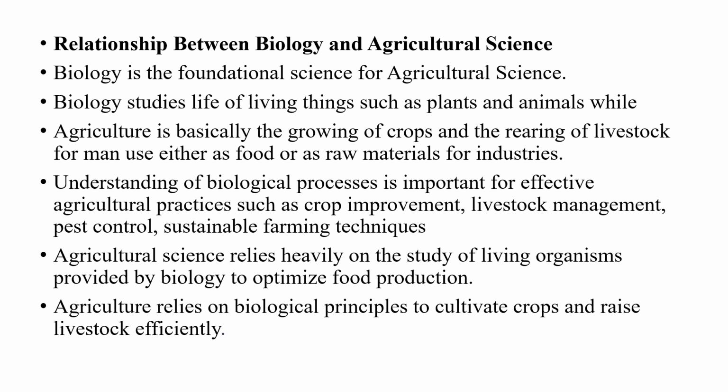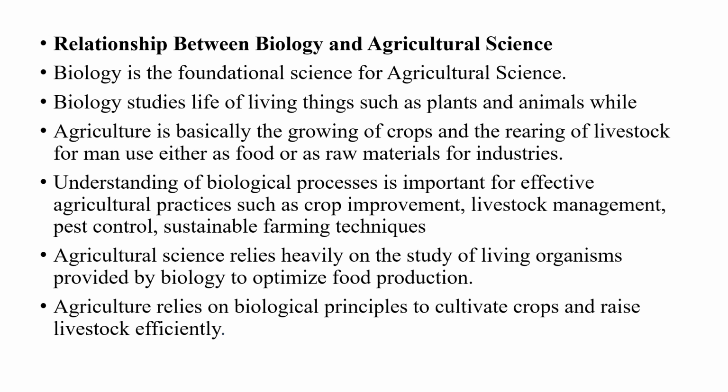So understanding biological processes is important for effective agricultural practices. That is, for effective crop improvements, an agriculturist needs to understand how such crop grows, needs to understand the physiology of that particular crop. That's to understand the structures of that particular crop. The same thing with livestock management, pest control. When it comes to pests, the agriculturist must be able to have the knowledge of the biological process of that particular pest, how the pest grows, what happens to the pest, what the pest does, all these ones, and sustainable farming techniques.